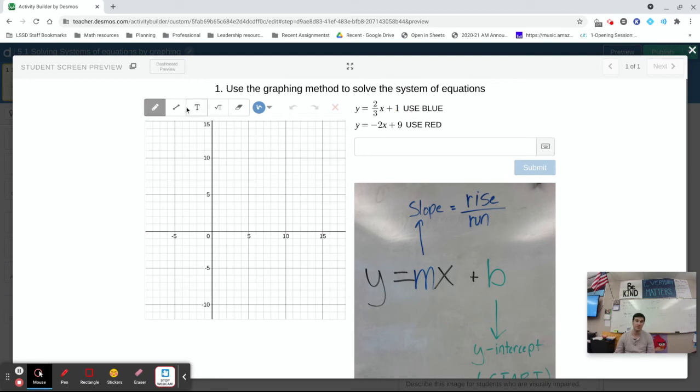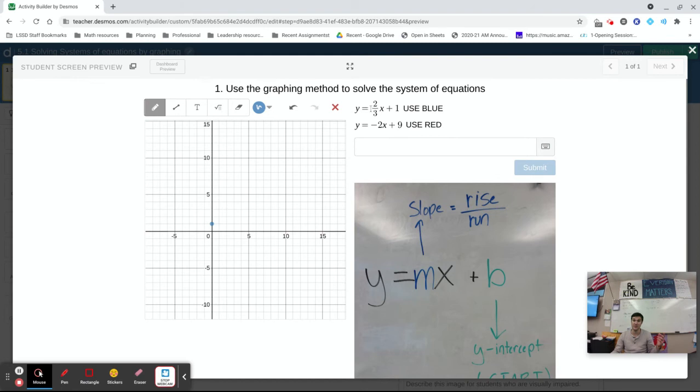Let's put a point there at 1. By the way, it tells me to use blue, which I already have. So I'm going to click right there at 1. Boom, I just started right there at 1. The slope, or the number that's with the x, is going to help me find more points on my line. Slope is the ratio of the rise over the run.